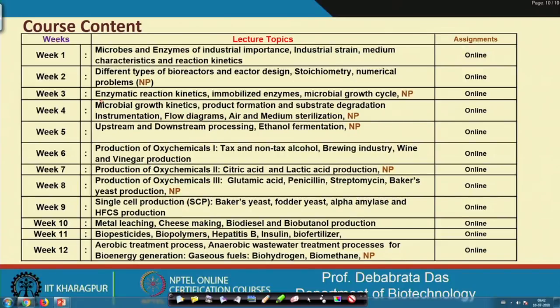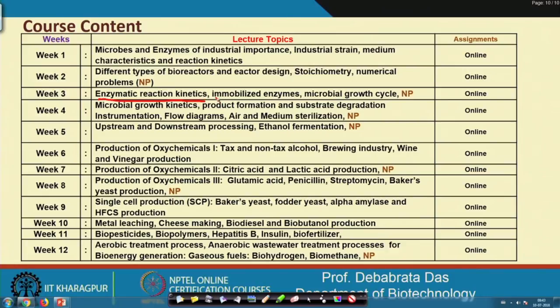In the third week, I shall concentrate on enzymatic reaction kinetics, and this is very important. As you know, in the microbial system, we consider it as a multi-enzyme system. Enzymes are very specific as far as the substrate is concerned. I can give the typical example of high fructose corn syrup production, where starchy raw materials are hydrolyzed to glucose, and then glucose, in the presence of the glucose isomerase enzyme, produces fructose.